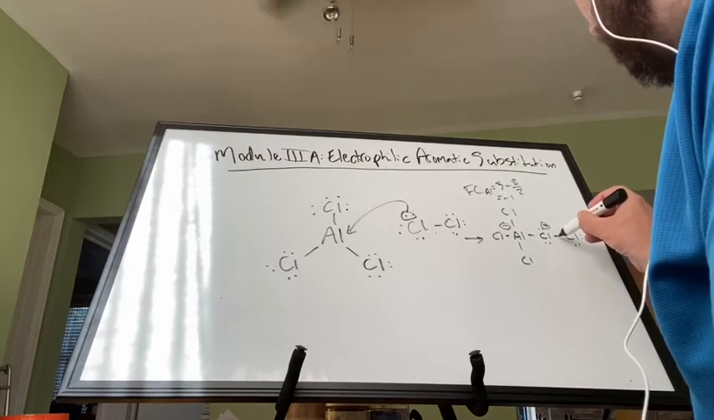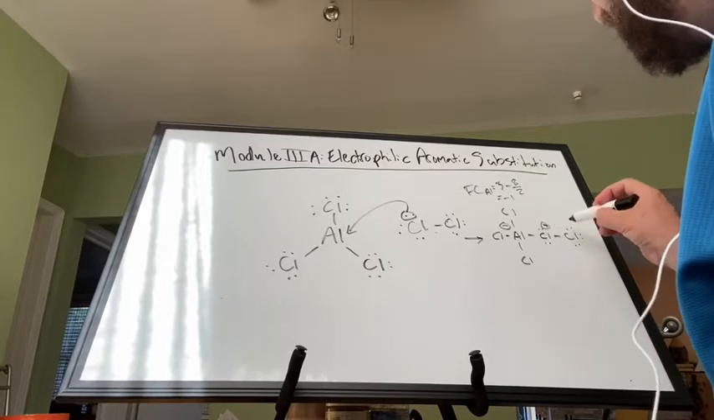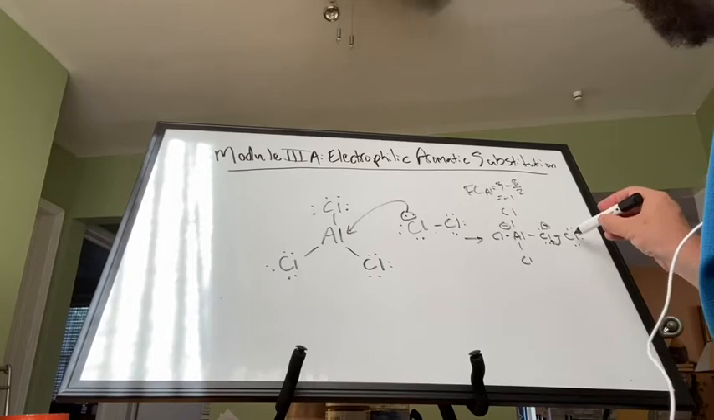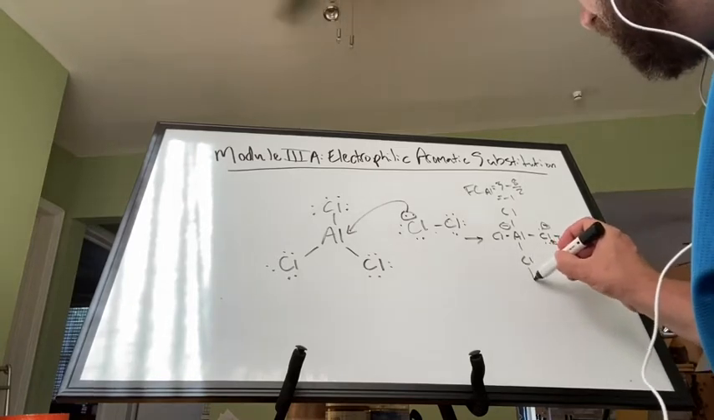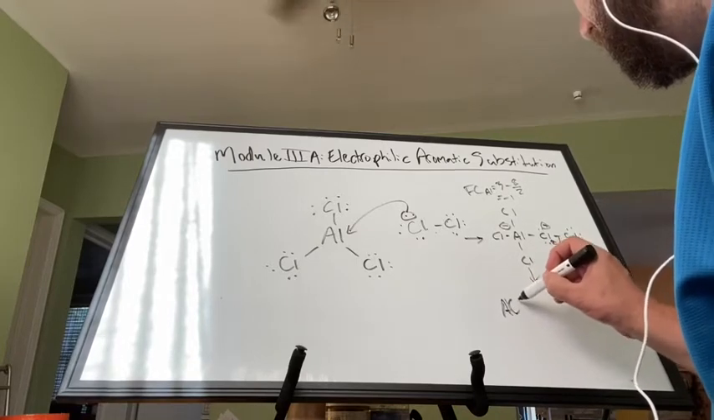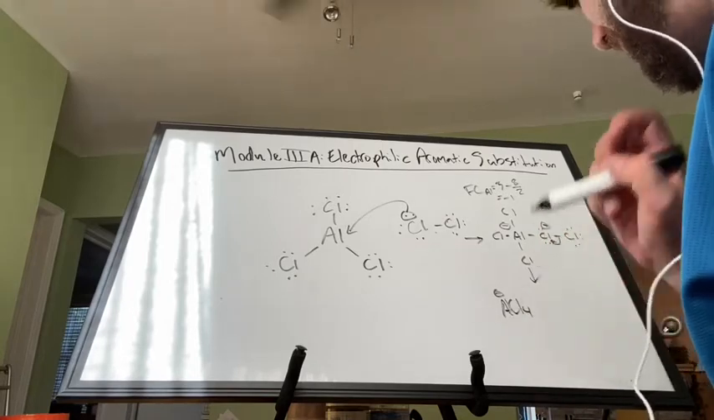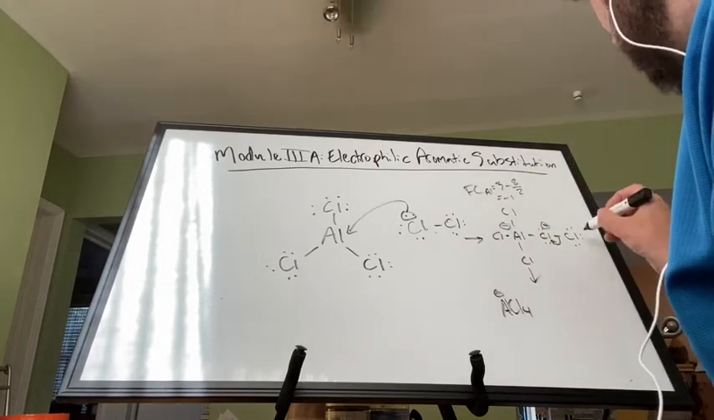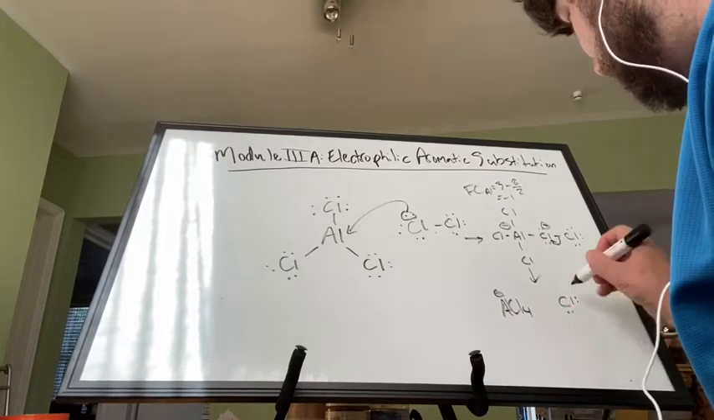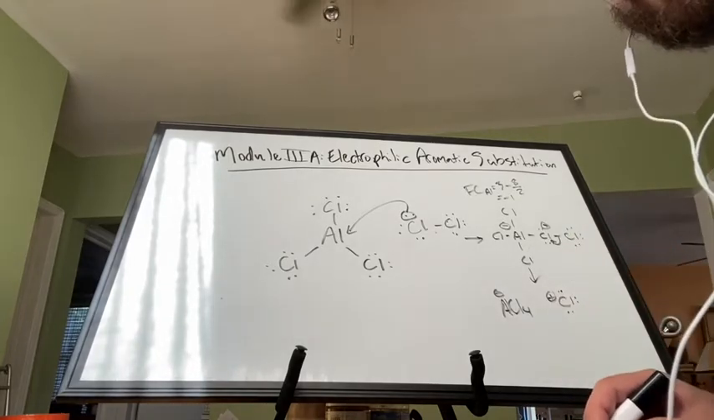All right, so what that means is that if this is positively charged, that means it desperately wants its electrons back. Okay, so in that event, we have aluminum tetrachloride anion, and then we have Cl plus. Okay, so in other words, this is the electrophile that we've generated.